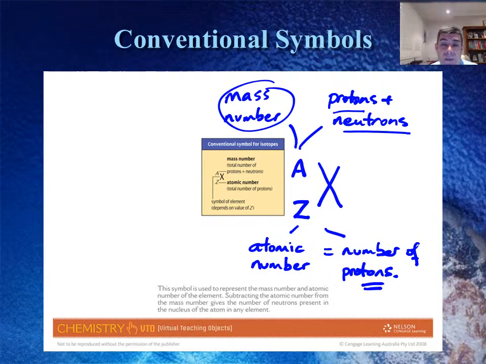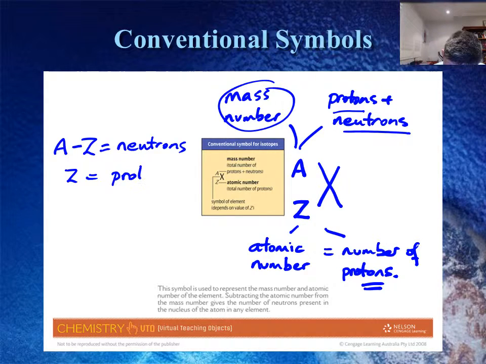So when you've got these two numbers, A and Z, then we can work out the number of neutrons by subtracting Z from A. So that will equal neutrons. Z itself will equal the number of protons. And if we have an atom which is electrically stable, then Z will also be equal to the number of electrons. And this allows us to start to draw atoms, to identify the key features of each of the atoms, and then to use the information from the previous slides to actually start working on the electron configurations.